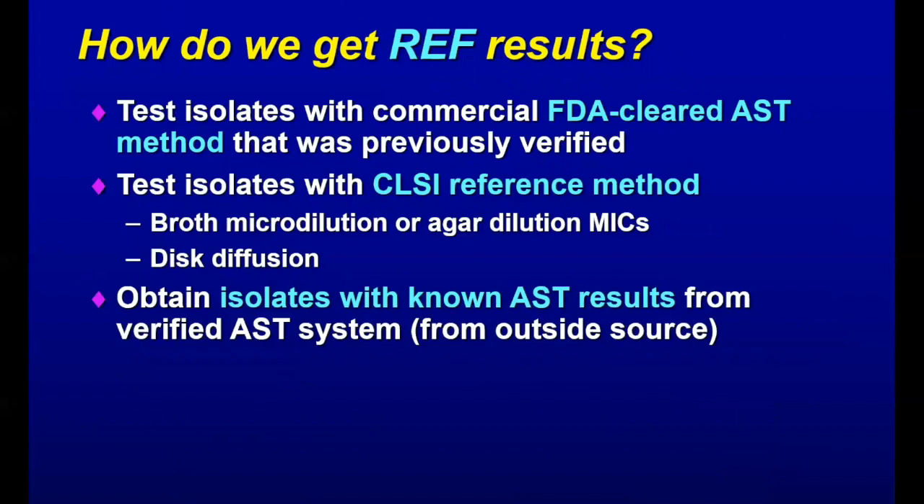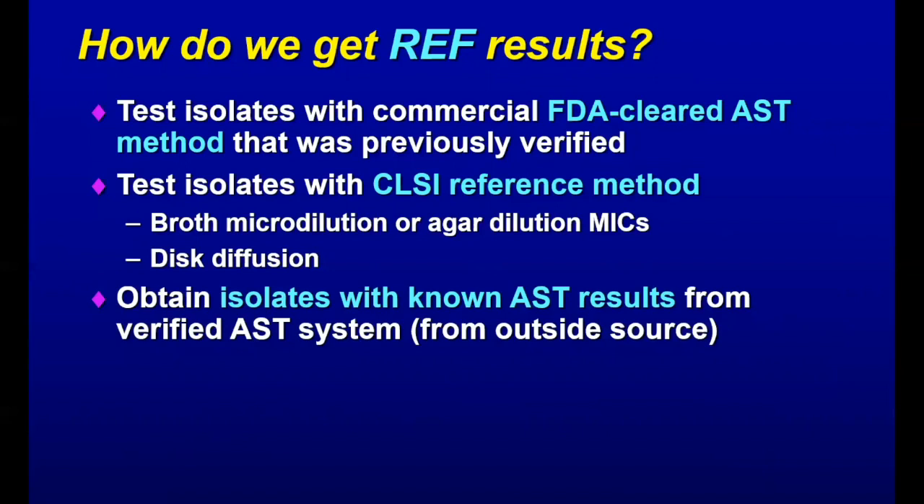Okay, so where are we going to get these reference results? So there are basically three ways. We can test our isolates with a commercial FDA cleared method that was previously verified. So if we're going to a whole new instrument, but we have another instrument or laboratory that we've been using for some time, that instrument was previously verified, you could use that as your comparator method. You could also test the isolates with the CLSI reference method as your comparative method, and you could use the broth microdilution or agar dilution MIC test or the reference disk diffusion method as your comparator.